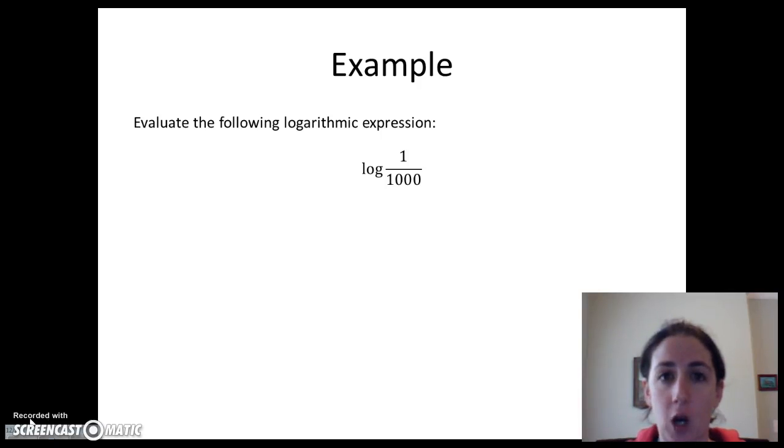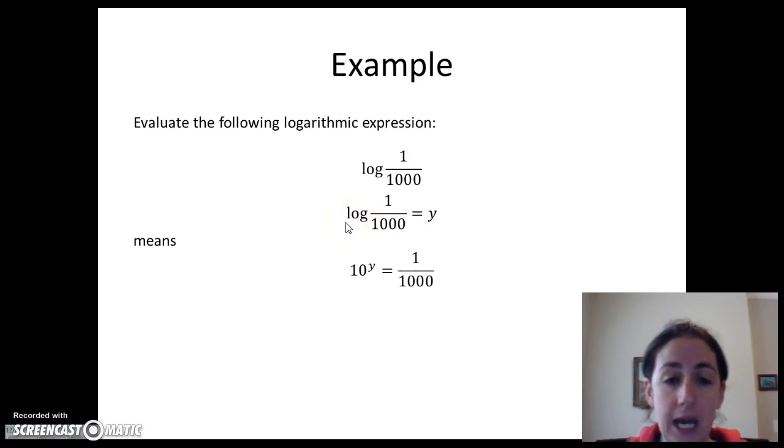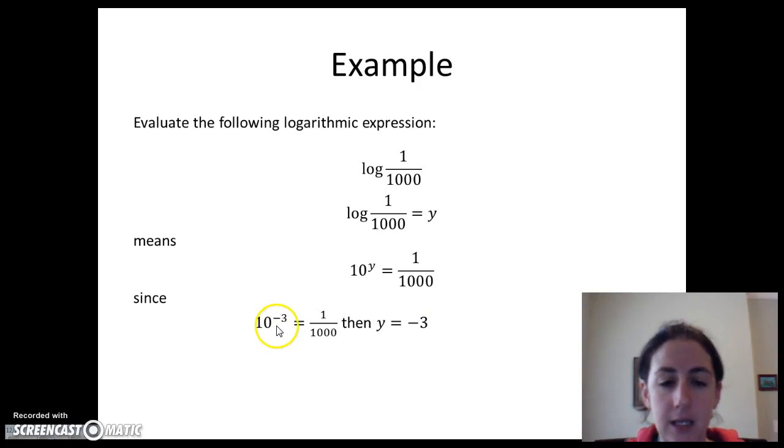So remember what the base of the common log is, 10. So log of 1 over 1,000 is going to give us some y value. By definition, what this means is that the base of this logarithm, which is 10, raised to this exponent y, which is what we're looking for, is going to give us 1 over 1,000. That 1,000 is in the denominator, so that tells us the exponent is going to be negative. And 10 to what power gives us 1,000? 3. So we know that y is equal to negative 3. So since 10 to the negative 3 is 1 over 1,000, that tells us the y value we're looking for, that exponent, is negative 3. So we get that the log of 1 over 1,000 is equal to negative 3.